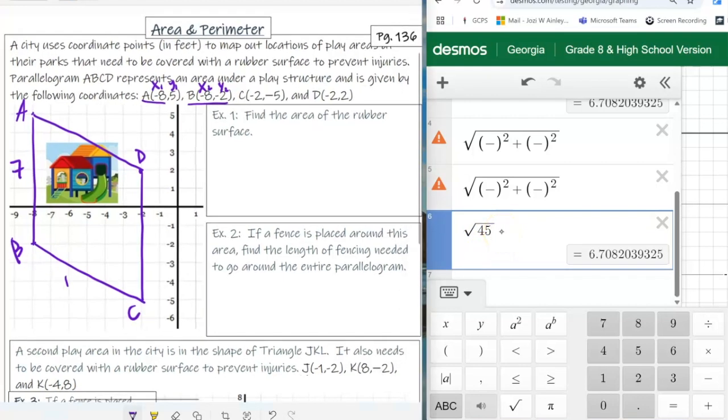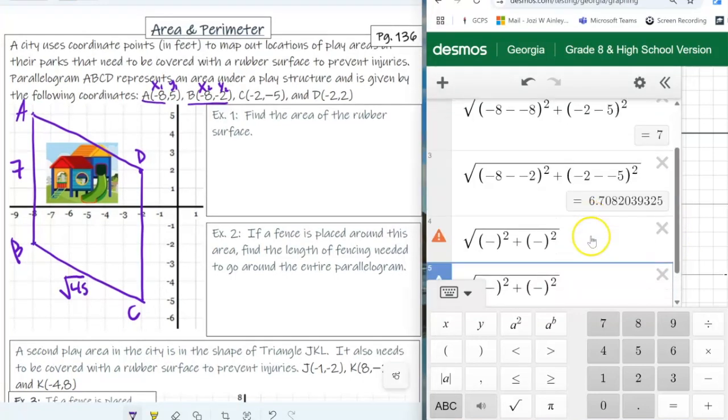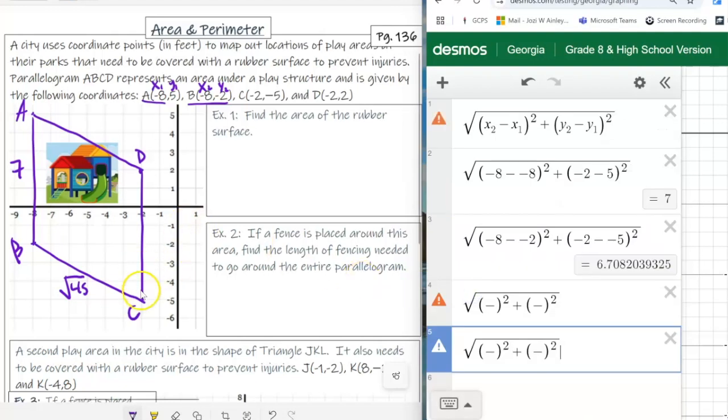This is radical 45. I make sure that I break down my whole answer though. All right, so that one's radical 45. Again, now I'm going to show you the shortcut again. Okay, so C to D. So I'm looking at this and this.